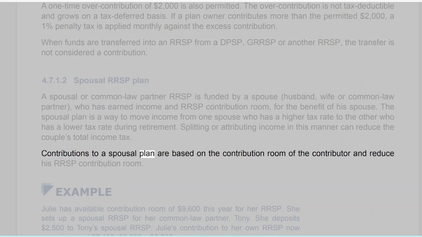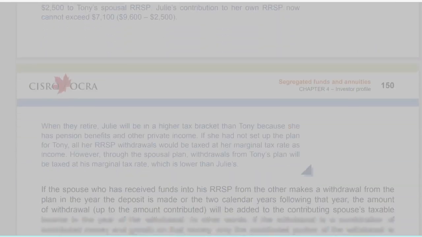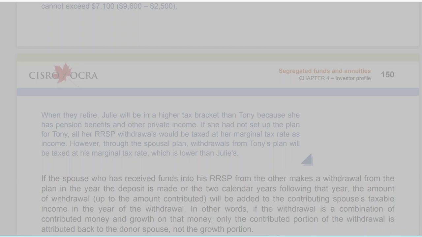Contributions to a spousal plan are based on the contribution room of the contributor and reduce his RRSP contribution room. Example: Julie has available contribution room of $9,600 this year for her RRSP. She sets up a spousal RRSP for her common law partner, Tony. She deposits $2,500 to Tony's spousal RRSP. Julie's contribution to her own RRSP now cannot exceed $7,100, $9,600 minus $2,500.